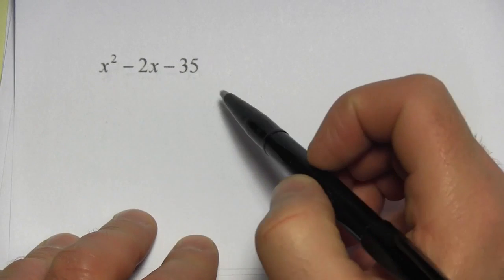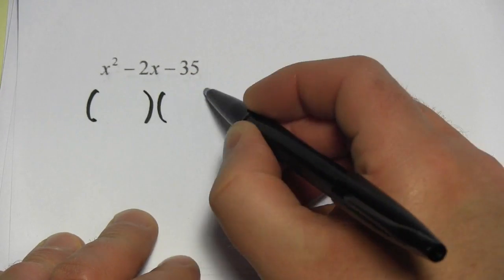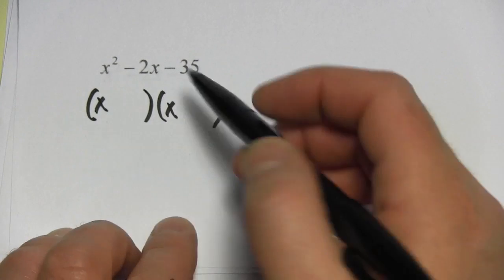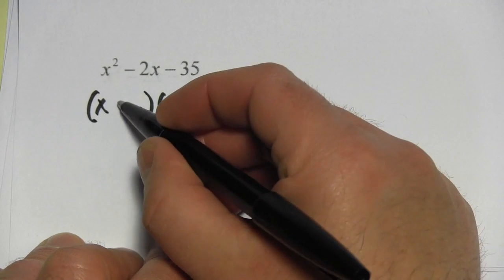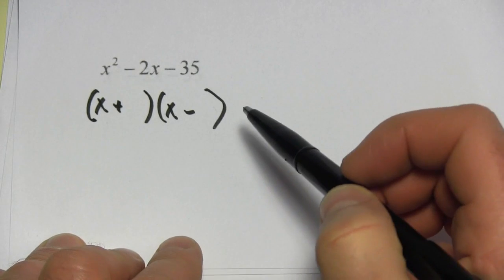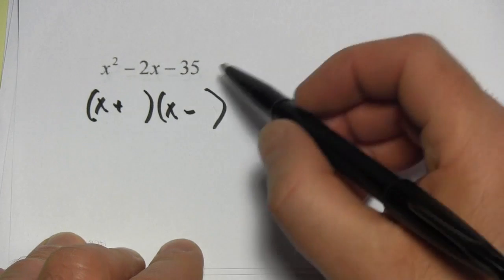So here we have x squared minus 2x minus 35. It's all in the right order, so we'll just start by making our parentheses, sticking in our x here. Now it looks like we have a negative number for our last term. The only way that can happen is if one of these numbers is positive and one is negative. It takes a positive and a negative to multiply to a negative. And we've got to add up to a negative 2. So let's see.